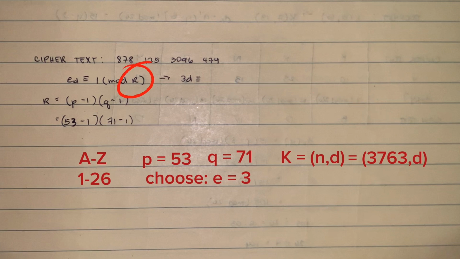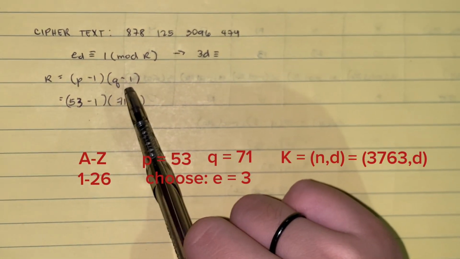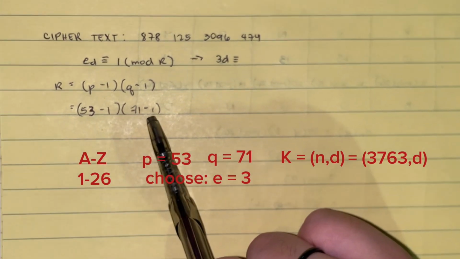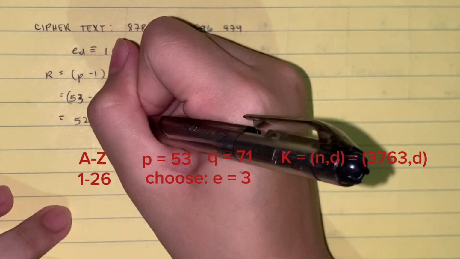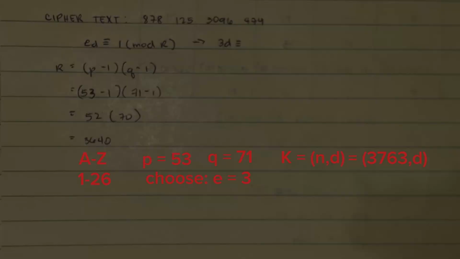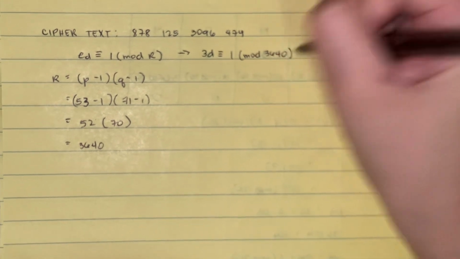To solve for R, we have P minus 1 multiplied by Q minus 1. So our R is equal to our P, which is 53, so 53 minus 1, multiplied by Q, which is 71, so 71 minus 1, which will then be equal to 52 multiplied by 70, which will then be equal to 3,640. So our equation is 3D congruent to 1 modulo 3,640.